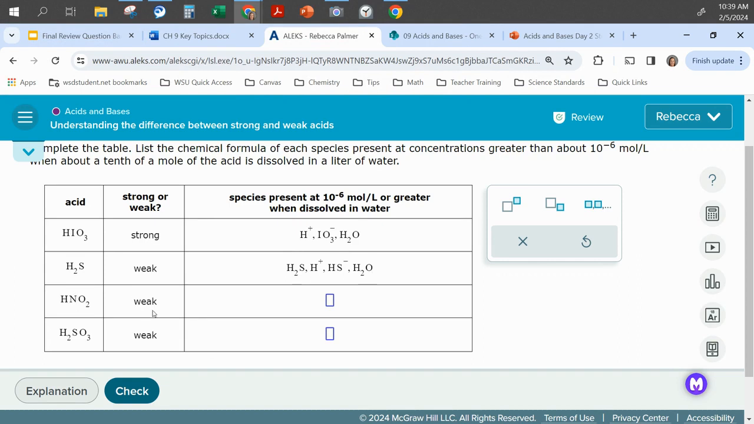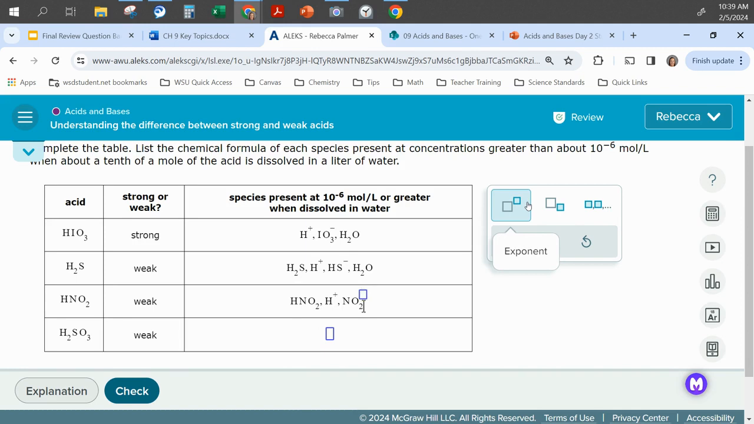Okay, the next one says it's weak. So if it's weak, then we're going to have some of the original acid left around. Not all of it is strong enough to break apart from each other because it's weak. Then we're going to have H plus, or H3O plus if you prefer. And then we're also going to have the conjugate base, NO2, whatever is left after the hydrogen leaves.